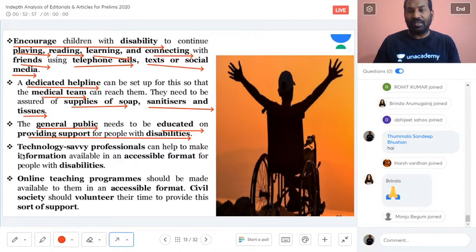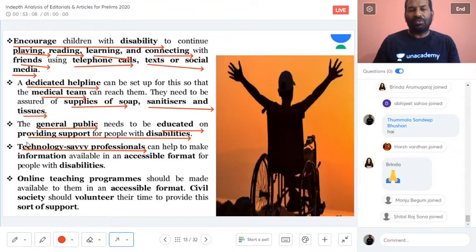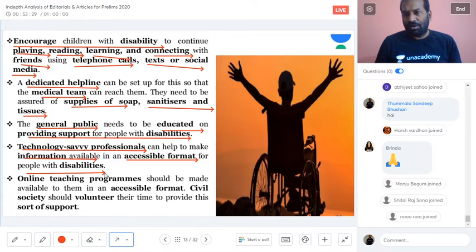And what is important is, I was talking of the startups. Yes, the technology savvy professionals, everyone can come to the rescue of the PWDs at the time of COVID-19. Even the technology savvy professionals can help by making the information available in an accessible format, wherein people with disabilities can understand the message. So here the technology savvy professionals can be part of the helpful measures that the government is and will be providing to persons with disabilities.